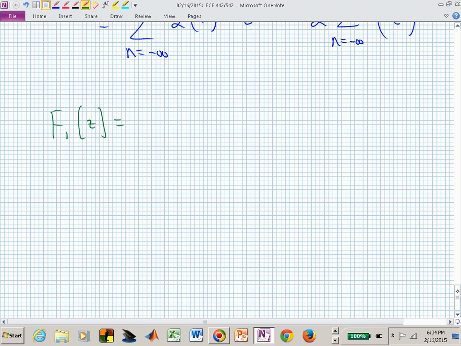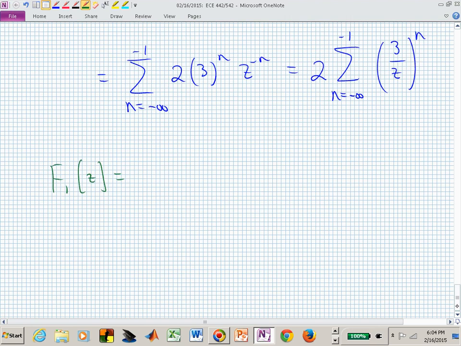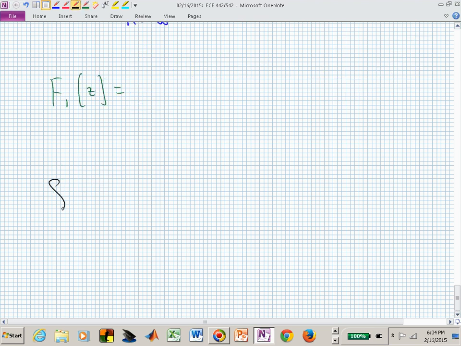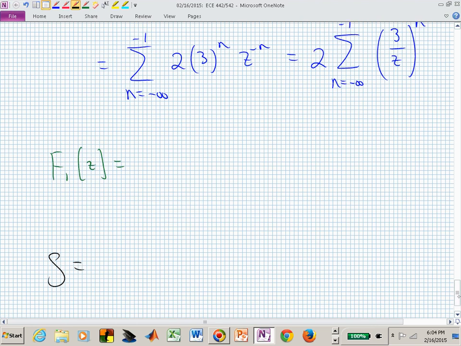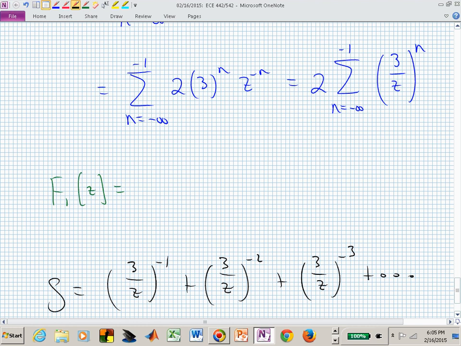If you didn't worry so much about the 2 and just looked at the infinite sum, you could say something like, well, I have an S equaling these pieces, which is 3 over z to the minus 1 plus 3 over z to the minus 2, going backwards in terms of the time indexes. Do you see where that's coming from? I'm now saying that I'm interested in calling that expression S.